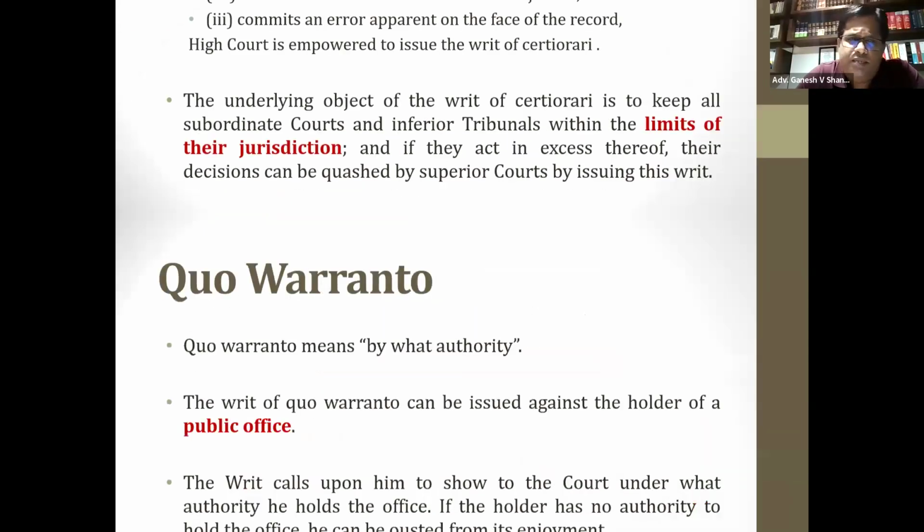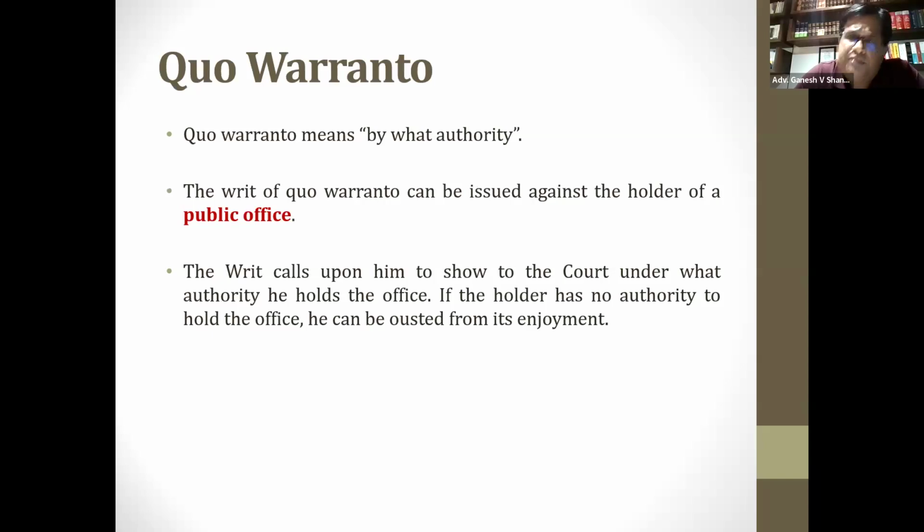Quo warranto is nothing but questioning the public officer who is holding the position about his legitimacy or validity of him holding that public office. It is mostly in labor matters.